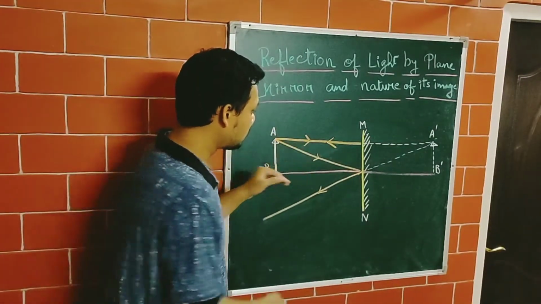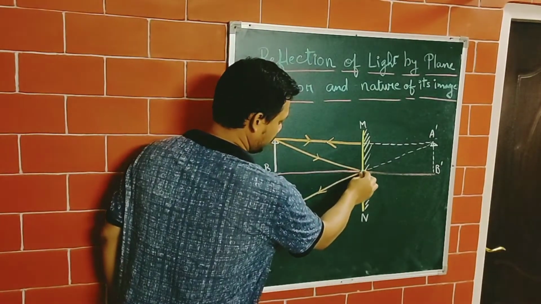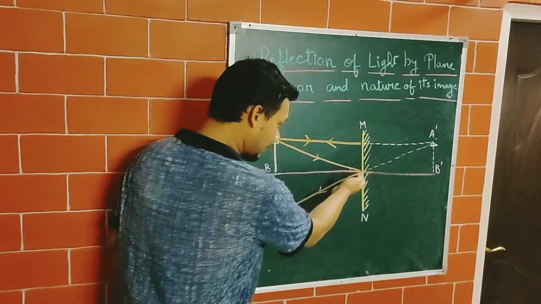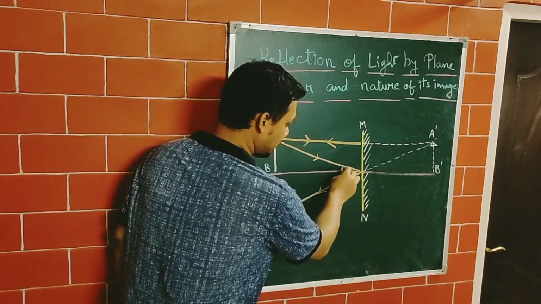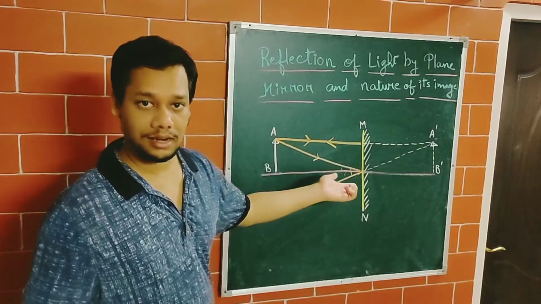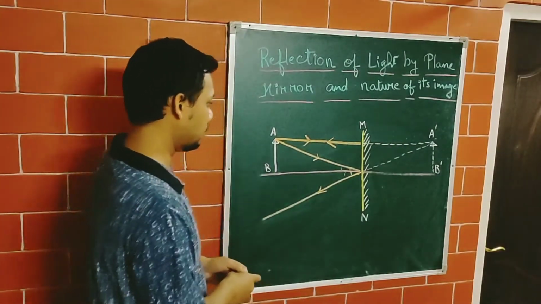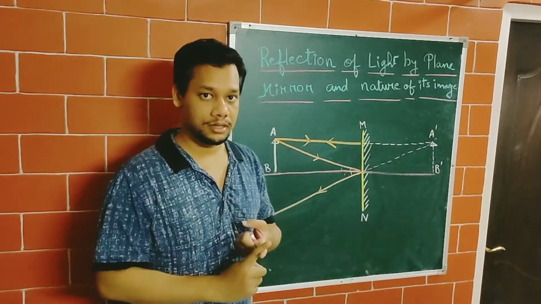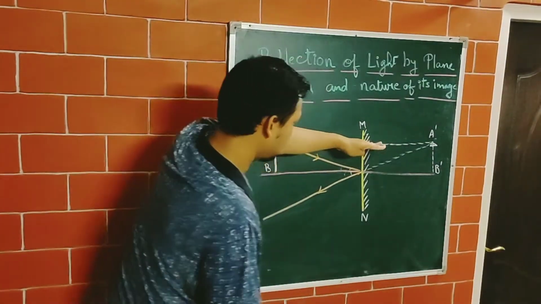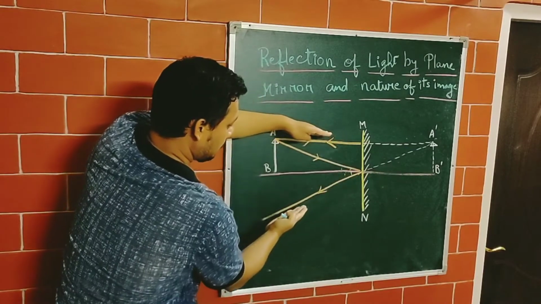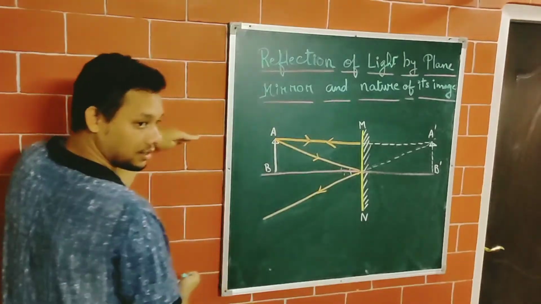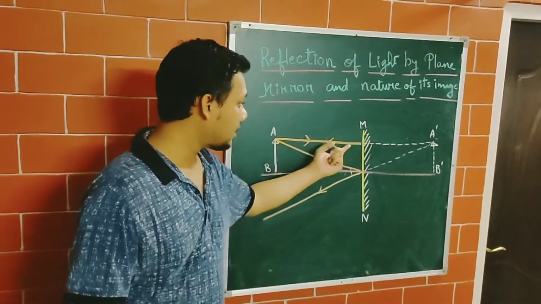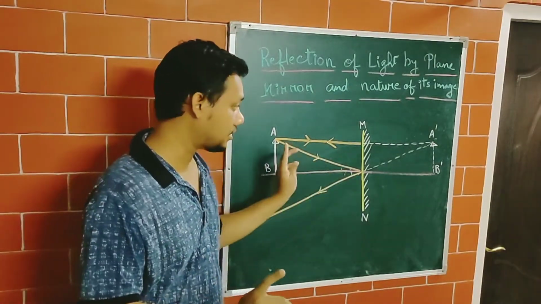But the second ray strikes the mirror at some angle. Say this is angle i. Now it will reflect back with the same angle. If it is i, it is also i. The measures of the angles are the same. But to get an image, two reflected rays must meet. Here one reflected ray is coming like this, and another reflected ray is coming downwards. So there is no possibility that they will intersect each other at any point on this side of the mirror. This means the reflected rays will never intersect on this side.